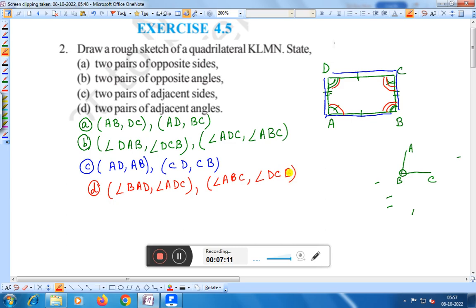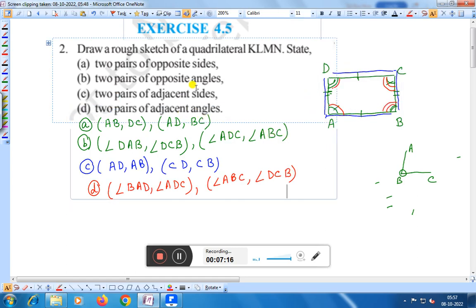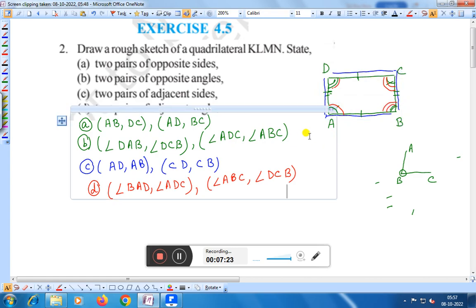Okay. Once again, you see that draw a rough sketch of a quadrilateral KLMN, state two pairs of opposite sides. Here you have taken the quadrilateral as ABCD. You can take KLMN also.